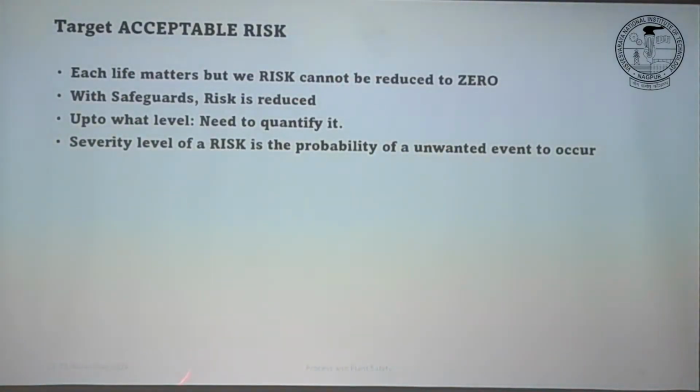So total acceptable risk, we were saying the safest way to do something is to do nothing. So the acceptable risk would be zero. It's impossible to achieve that. The safeguard risk we can reduce. We cannot make it zero. We can reduce it. We just have to see what our acceptable risk is. What's the level of risk we can say, okay, this we can accept. Severity level of the risk is the probability of an unwanted event to occur.